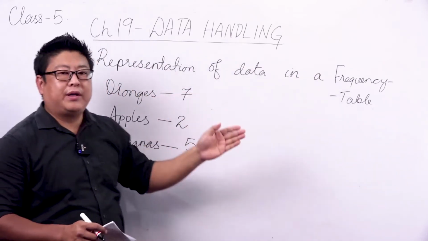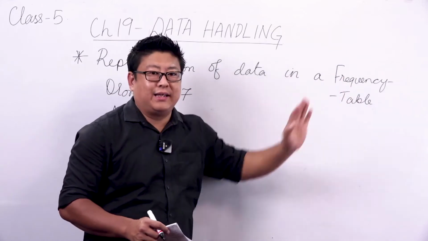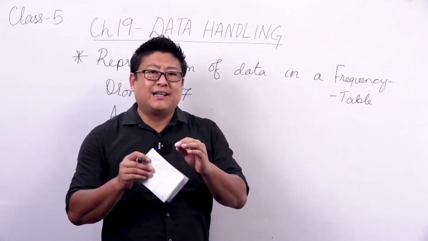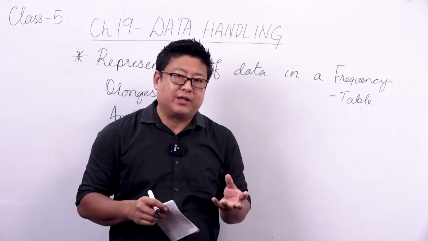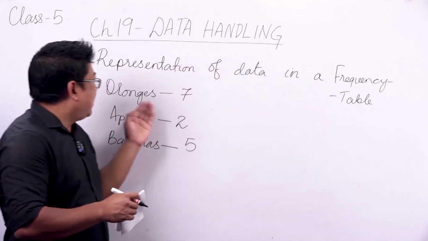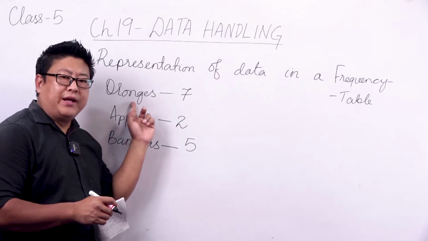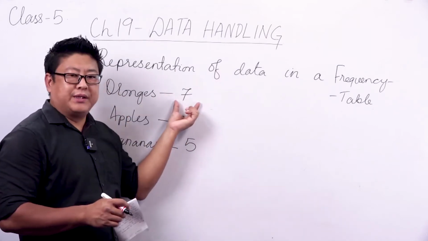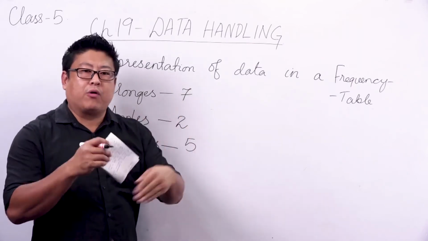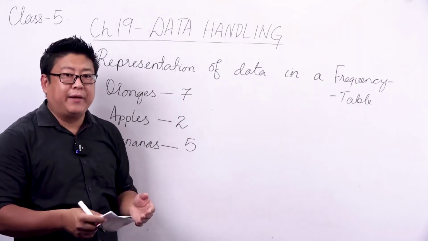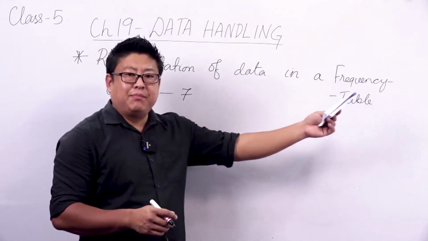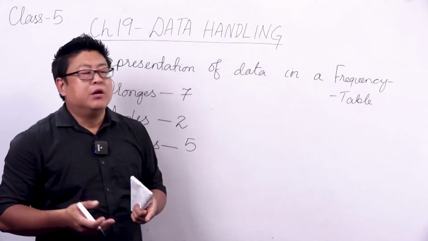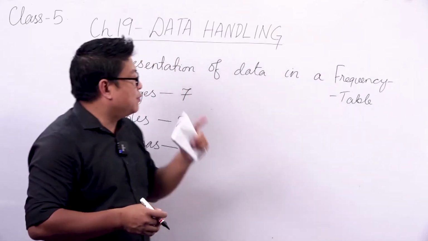Before we go there, let's understand what frequency denotes. Frequency simply denotes the number of times an object occurs. Here you can see that there are 7 oranges, so this is the frequency. Frequency simply means the number of occurrences or the number of objects. If you understand that, let's move on to the table.